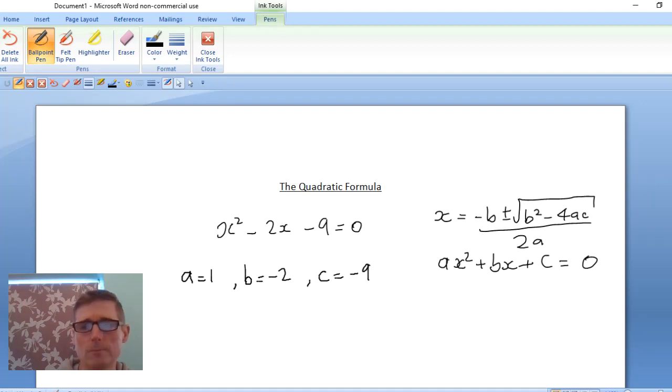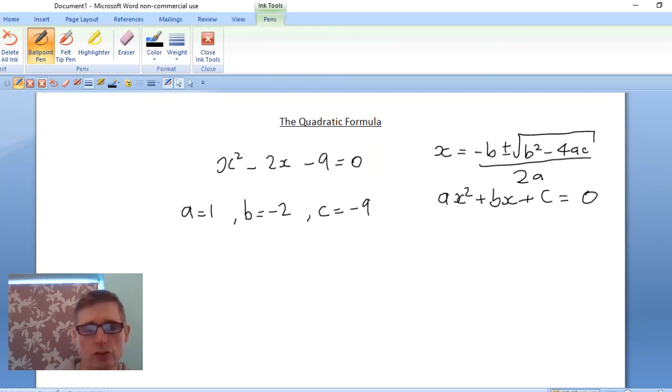And all we need to do is substitute each one of the values we've got for each letter into this formula, into the x equals minus b, etc., and it will work out the value of x for us that should solve this equation. So let's start doing that.